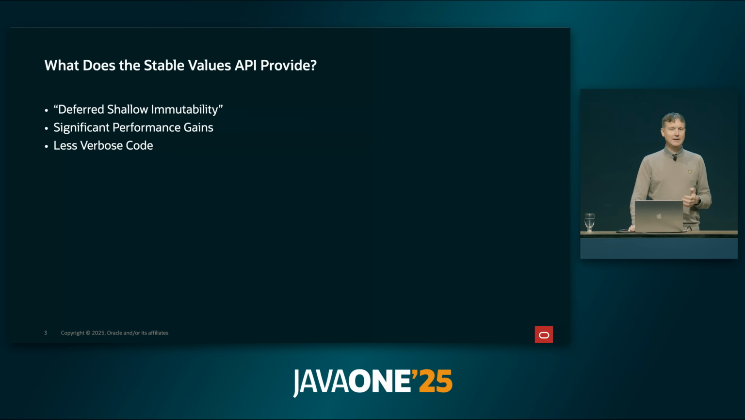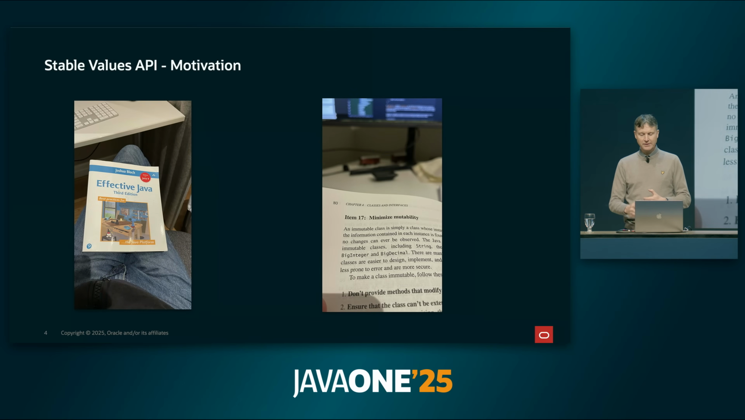So that sounds like a big promise. So let's see what we are looking at here. This is my copy of Effective Java, and there you can read item 17, minimize mutability. So we have this tension between mutability and immutability, and I think the stable values can bridge some of the rift here.